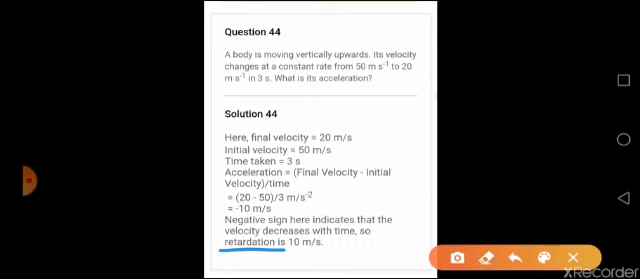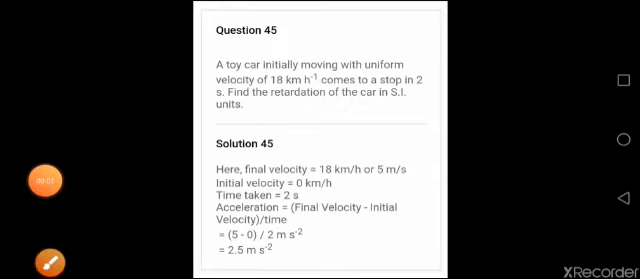So here, since it is minus 10 meters, either you can write acceleration is equal to minus 10 meter per second square, then you have to write that the negative sign indicates it is retarding or velocity is decreasing, hence retardation is equal to 10 meter per second square. Now if you are writing retardation is equal to 10 meter per second square, no need to use the negative sign, and if you are writing acceleration, then you have to use the negative sign, right?